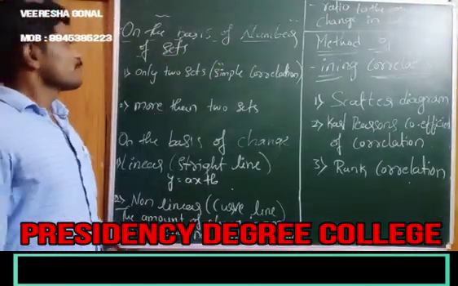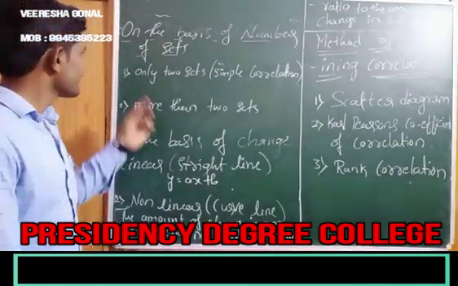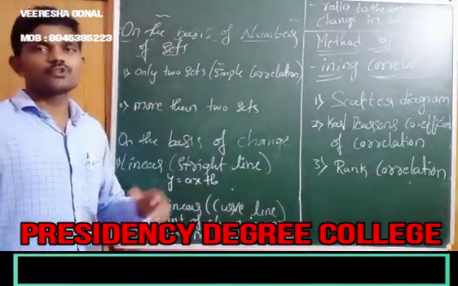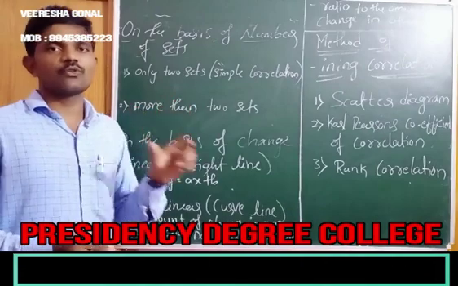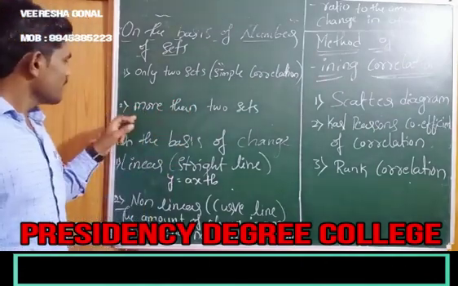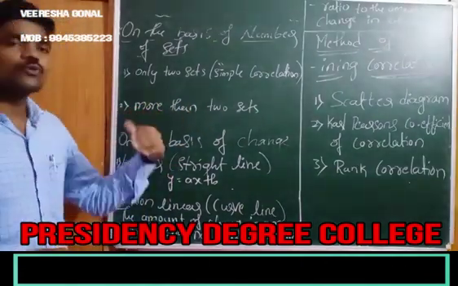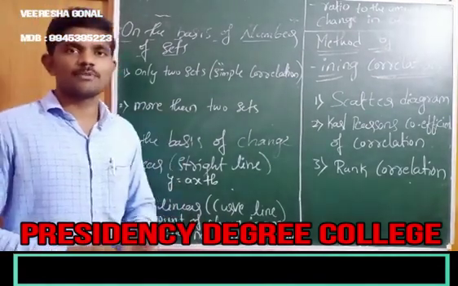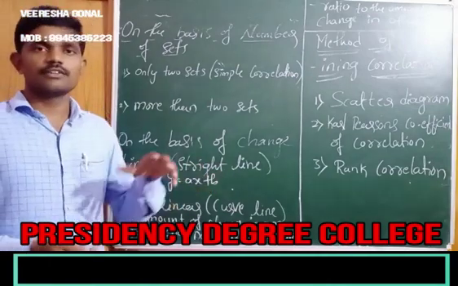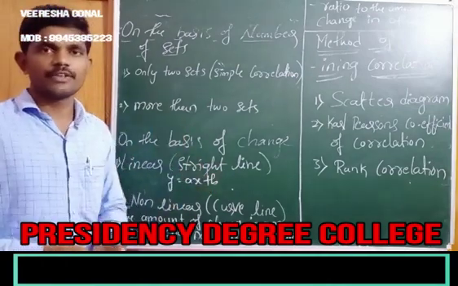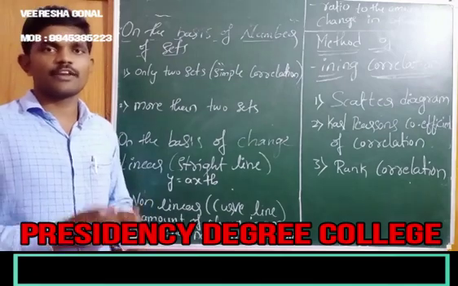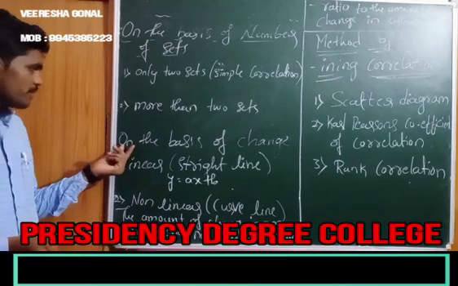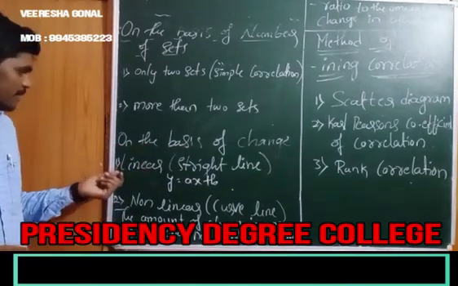On the basis of the number of sets in the correlation, with only two sets, that's called simple correlation. Two sets means we are considering only two variables. The second one is more than two sets, which means more than two variables. Suppose, as I already explained in partial correlation, rain, fertilizers and yield. So that's the thing.